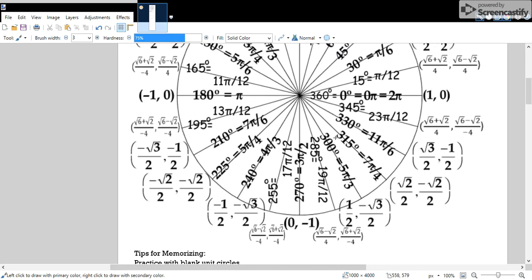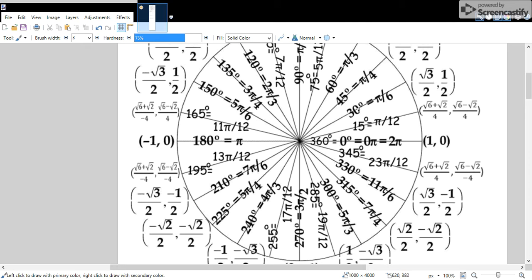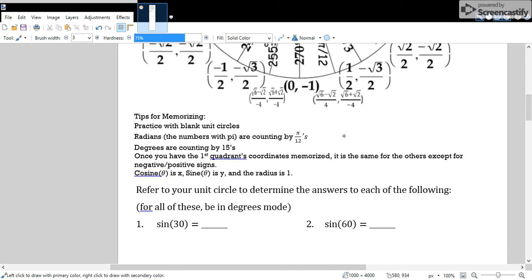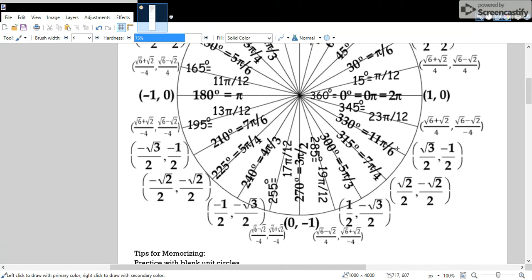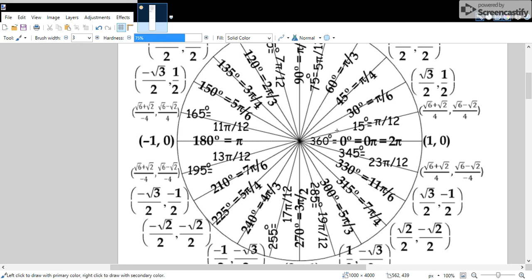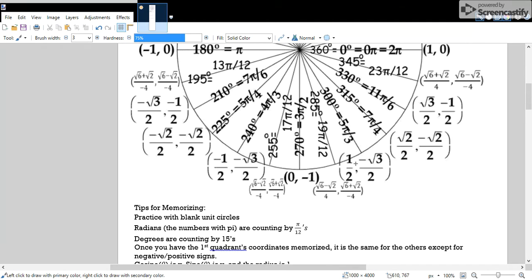Degrees are counted by 15s, so 0, 15, 30, 45, and so on. Once you have the first quadrant's coordinates memorized, it is the same for the others except the positive and negative signs change. We have positive, positive, negative, positive, negative, negative, and positive, negative for each of the 4 quadrants.